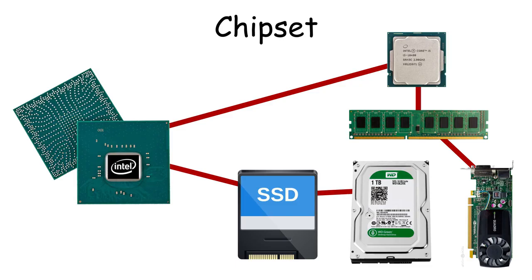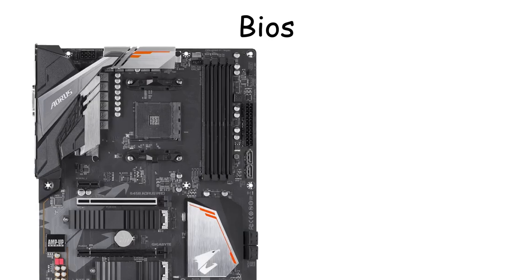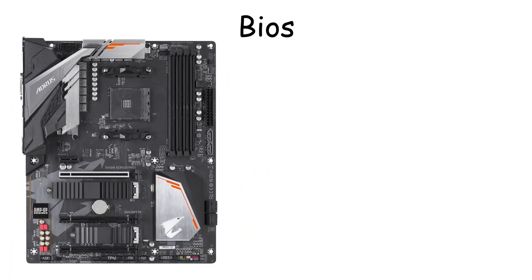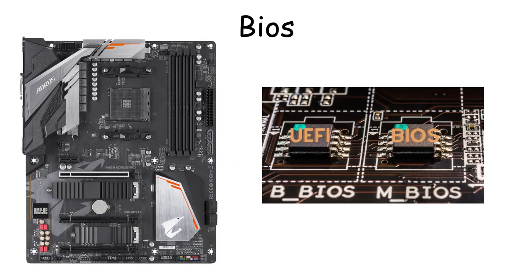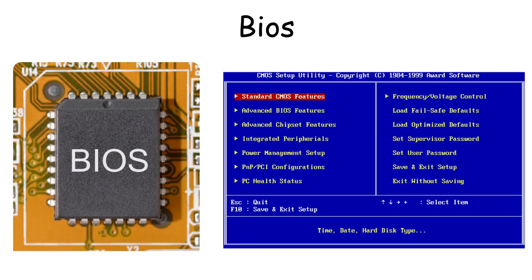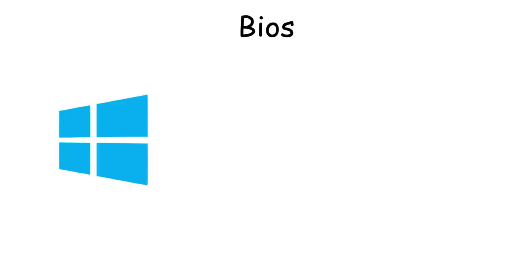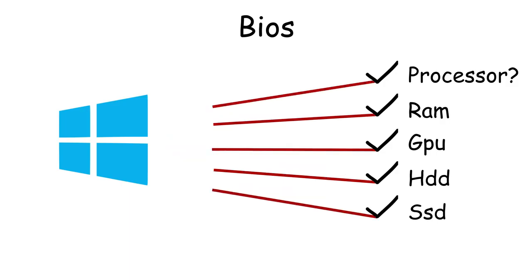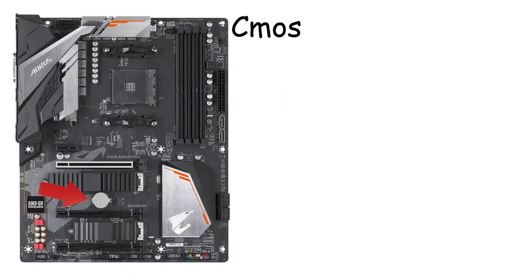BIOS. Below the CPU socket, you will also find a small chip called the BIOS or UEFI chip. This chip contains the firmware that starts your computer when you press the power button. Before the operating system loads, the BIOS performs basic checks on the hardware and prepares the system so everything can start properly.